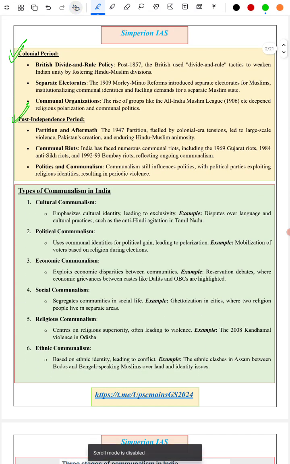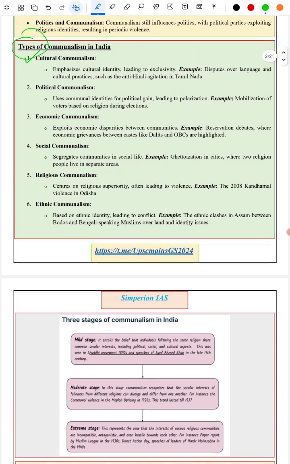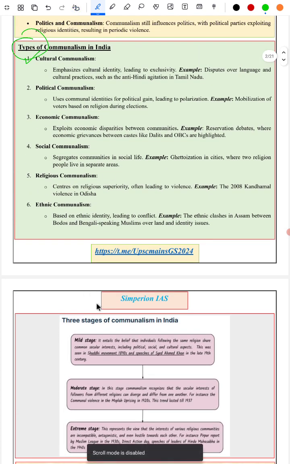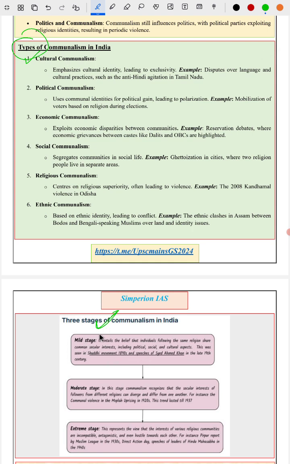Next we have covered types of communalism: cultural communalism, political communalism, economic communalism, social communalism, religious communalism and ethnic communalism. Next we have given the stages of communalism in India. We have given a kind of flow chart which covers a mild stage, moderate stage and an extreme stage.